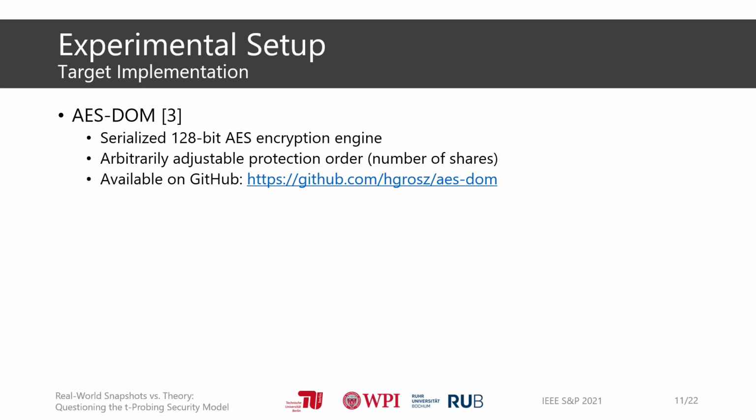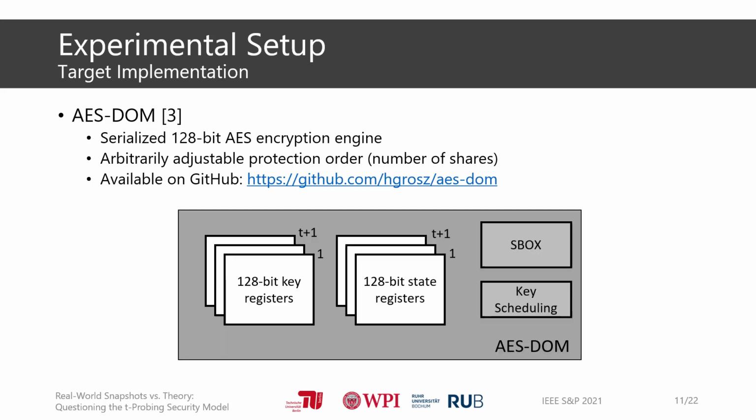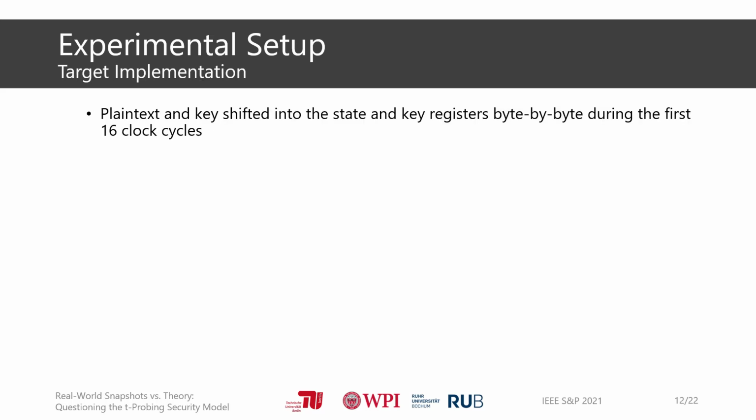As implementation under test, we used the AES DOM implementation, which is freely available on the internet and can be built with an arbitrary protection order. For each share of the key, there are 128-bit key registers and also state registers for the plaintext and then ciphertext. Plus, there are some extra registers for intermediate results and the key schedule and SBox implementation. But we are mainly targeting the key registers.